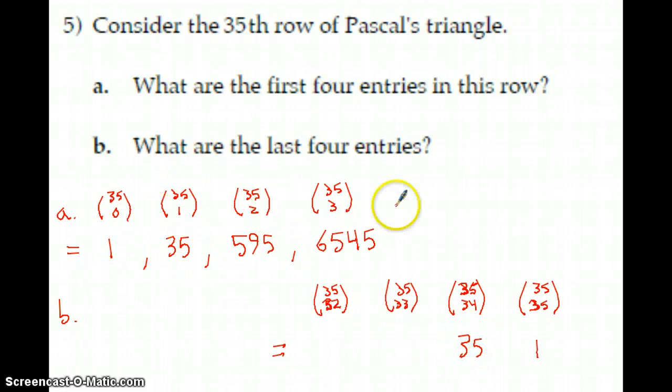That will continue. Remember, these rows are symmetric, so the end of the row is like the beginning of the row backwards. So this is going to be 595. Again, you could do this in the calculator. You would get them the same way, but I'm trying to save you a bunch of time here.